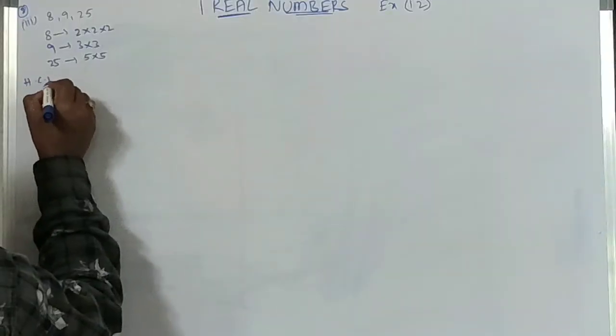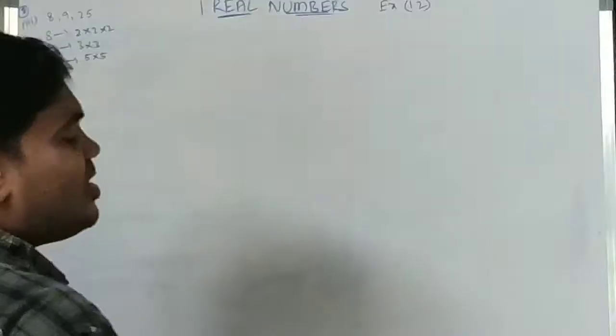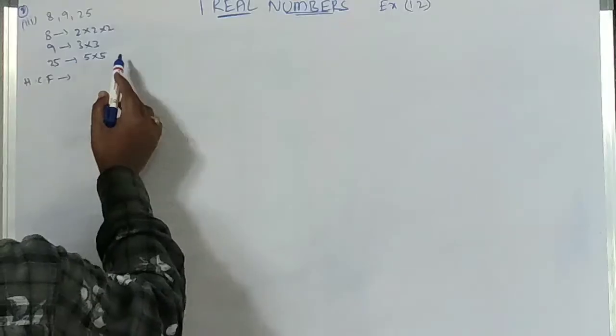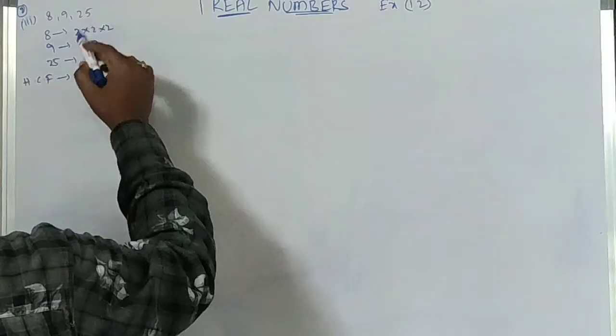So now HCF. If we observe, there won't be any common in 8, 9, 25. In the prime factorizations of 8, 9, 25, in this only 2, in this only 3, in this only 5, nothing is common. So nothing common means simply HCF is 1.